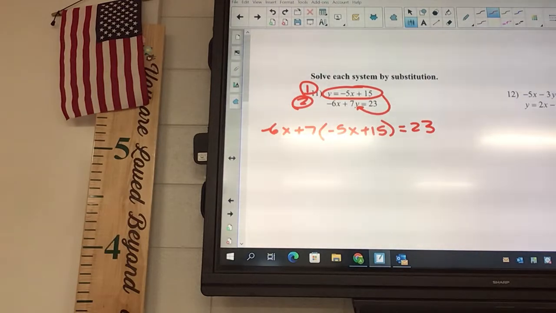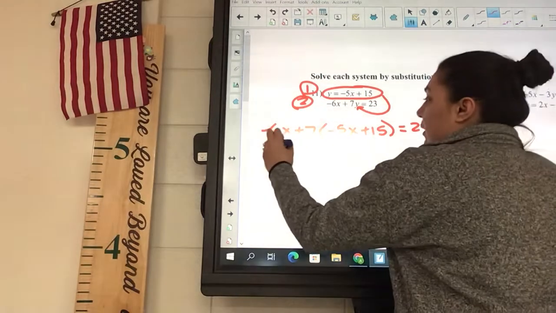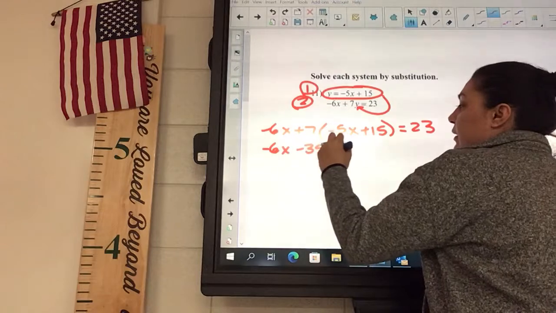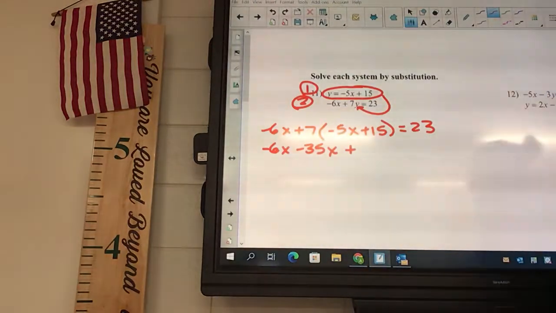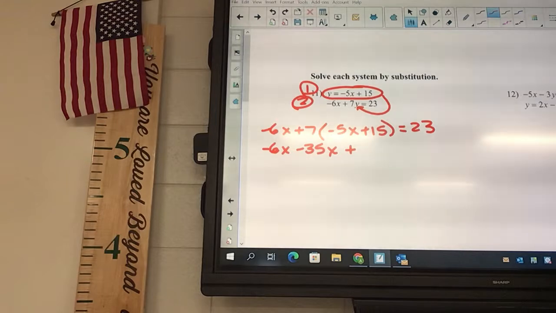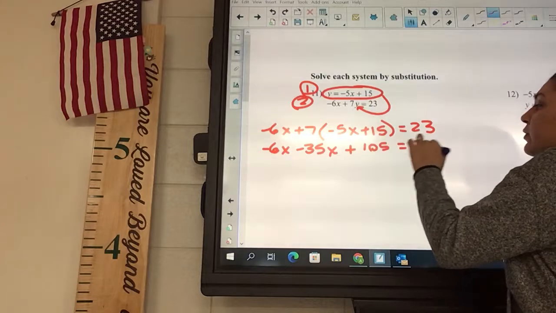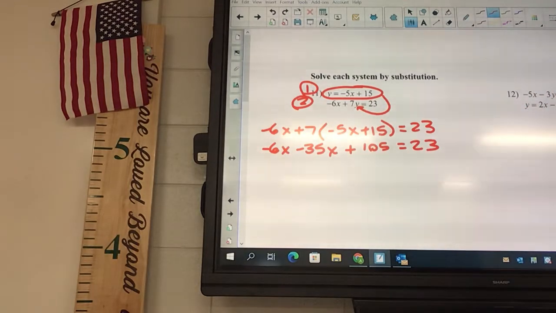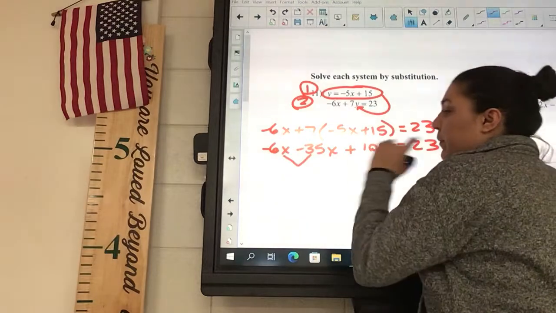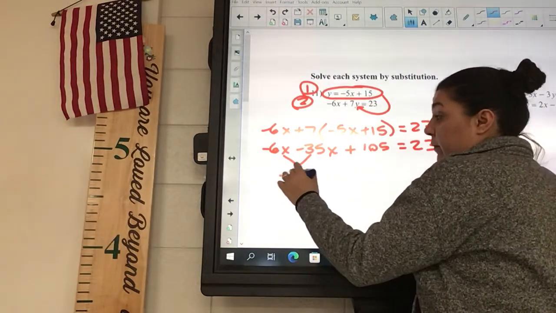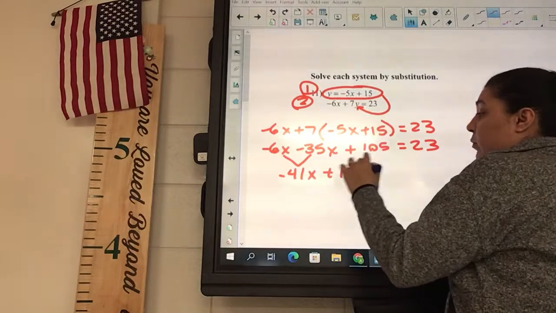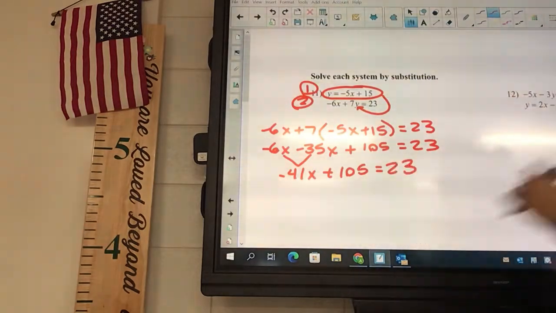Okay, then what do we do? Distribute. Okay, so I got negative 6x minus 35x. What's 7 times 15? 105? 105 equals 23. What is our next step? Add the x. Yeah, we're going to combine like terms. So what is it? 35 and 6 is going to give me 41. Negative 41x plus 105 equals 23.